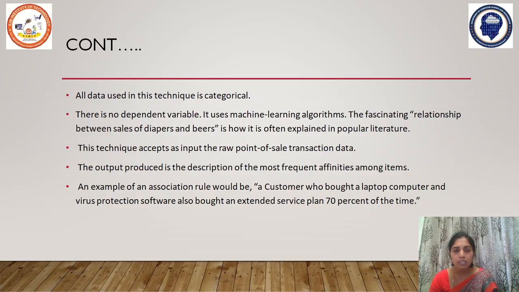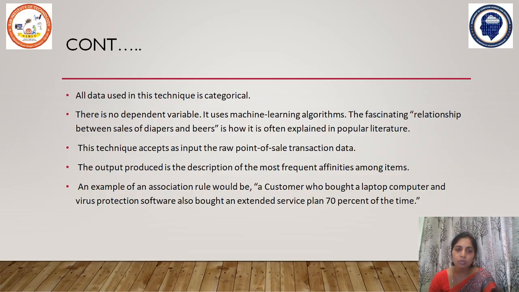An example of an association rule would be: a customer who bought a laptop computer and virus protection software also bought an extended service plan 70% of the time. This is what is actually in the trend.